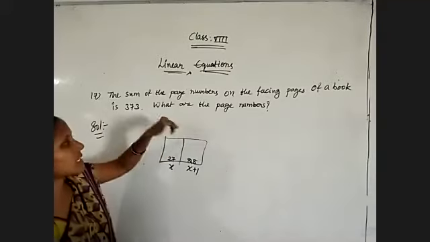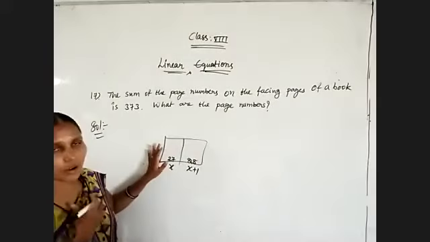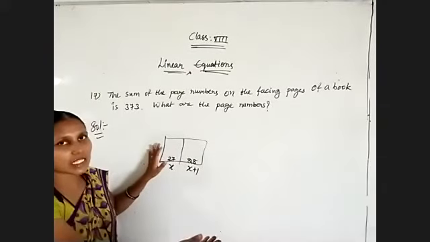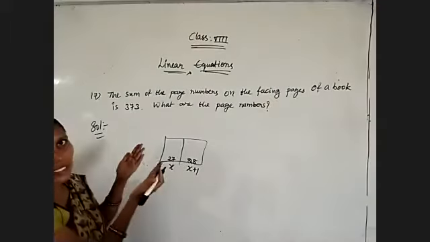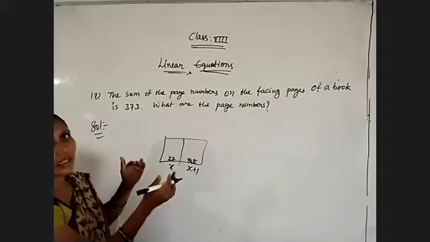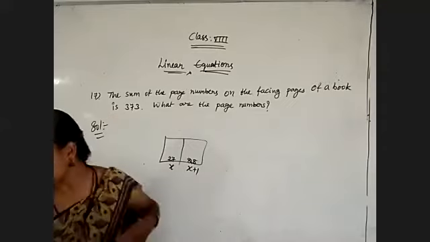Let the page numbers be x and x plus 1. If I am getting 45, I will get the next page as 46 only. When I am opening the book, then only I will get the facing pages, so 2 pages I will get. What is the sum of those 2 pages? 373. Okay.